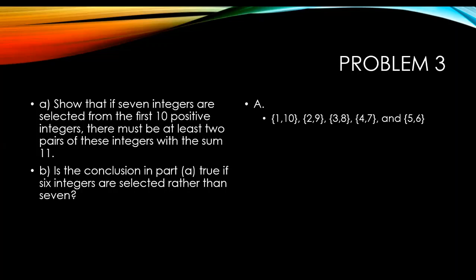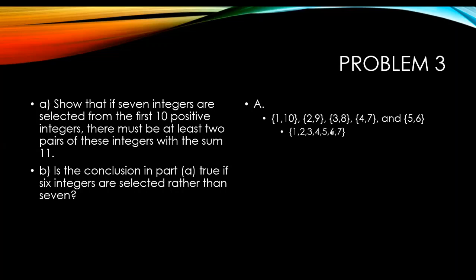So let's get 7 integers from 1 to 10. I want to get the first 7 integers, which are 1 to 7. Is there an integer that, when we pair it with another integer within this set, will give us 11? 1, 2, no. 1, 3, no. 1, 4, no. 1, 5, no. 1, 6, no. 1, 7, no. 2, 7, no. 3, 7, no. 4, 7, yes. So we have at least one pair that satisfies the sum 11.